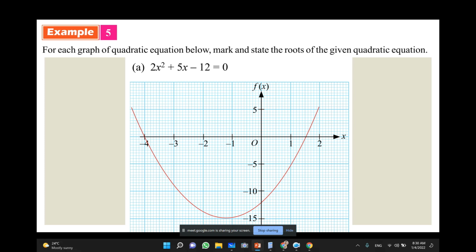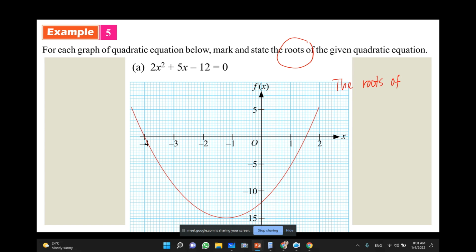Okay, now we look at example 5. For each of the graphs of quadratic equations below, mark and state the roots of the given quadratic equation. So you have known that the root is the x-intercept. You just have to read from the graph to find out the root of the quadratic equation. So if you read from this graph, what is the first root that we have? Can you see clearly? Yes, right. The reading is? -4. So I'm going to write like this.